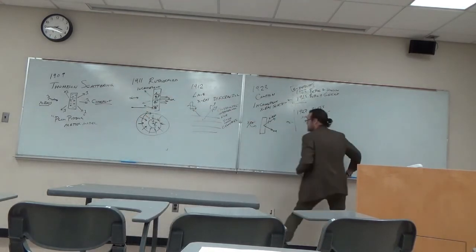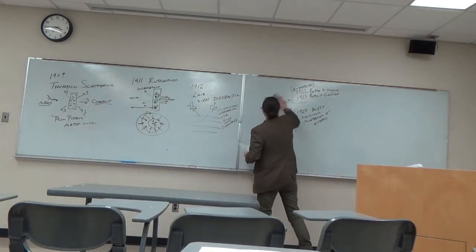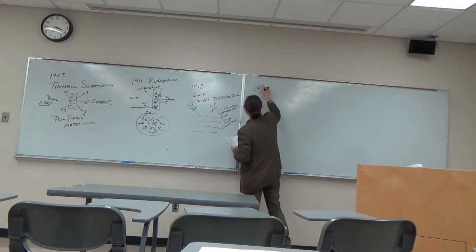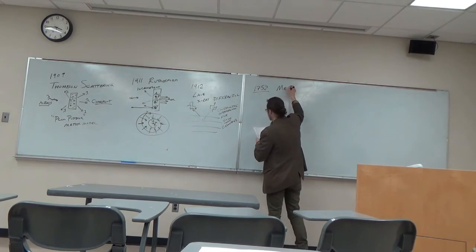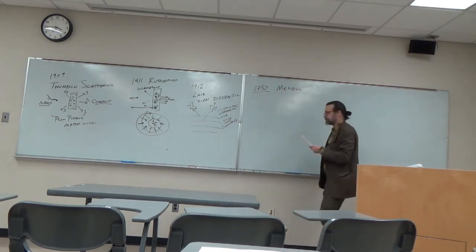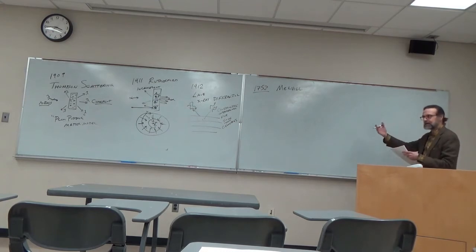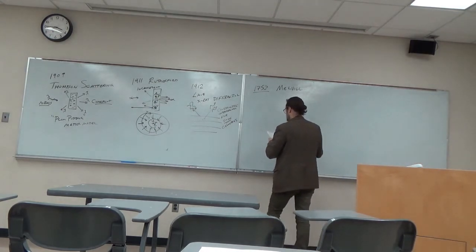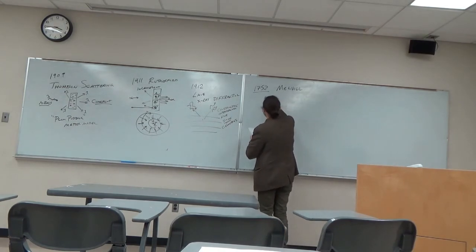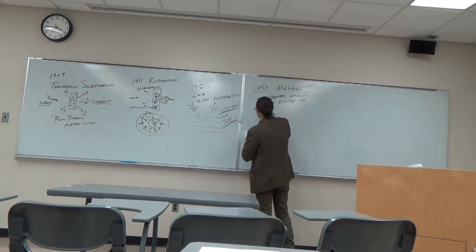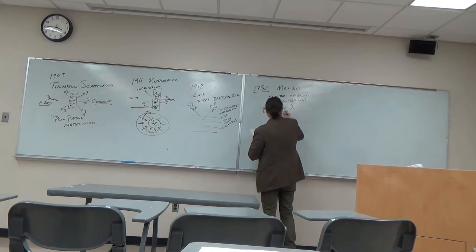So let's talk about the development of atomic theory. Melville observed that light from an incandescent gas gives off a discrete spectrum of wavelengths. So let's call this discrete wavelengths.